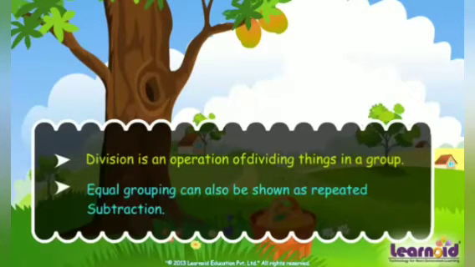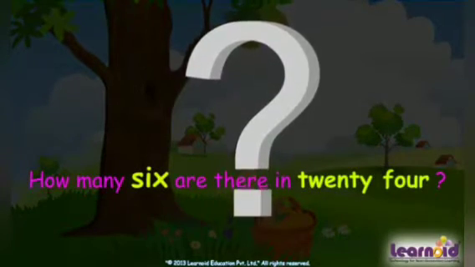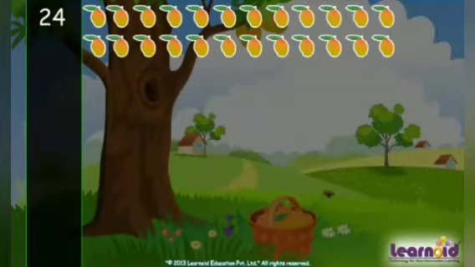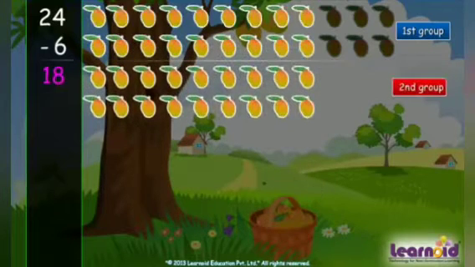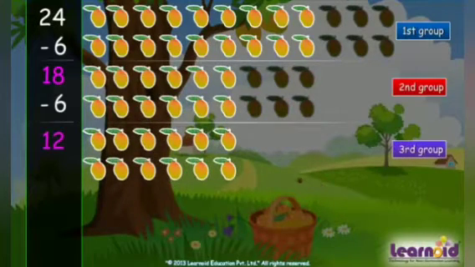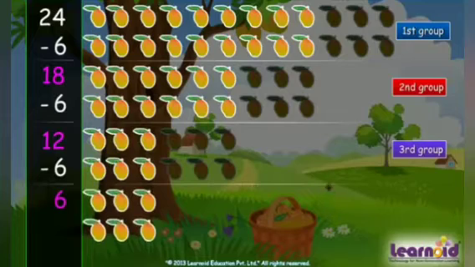Equal grouping can also be shown as repeated subtraction. We have to check how many 6 are there in 24. These are 24 mangoes. Take away the first group of 6 mangoes. Now 18 mangoes are left. Take away the next 6 mangoes. Now 12 mangoes are left. Take 6 more mangoes. Now 6 mangoes are left.